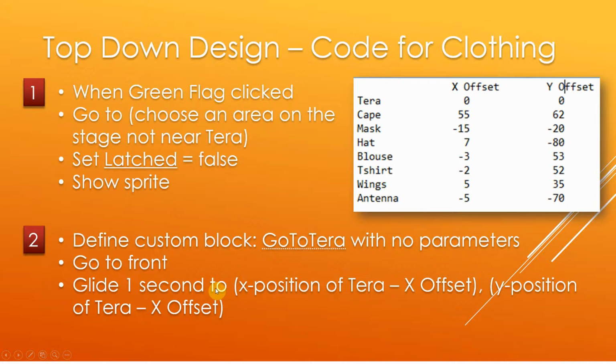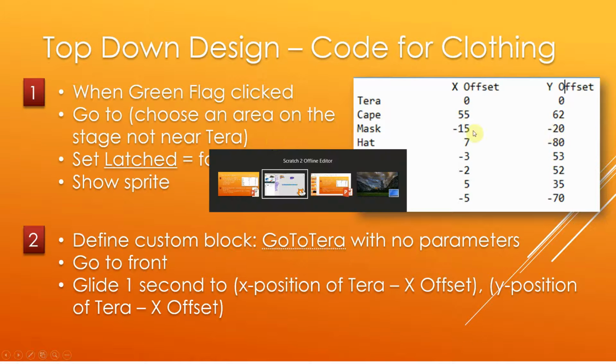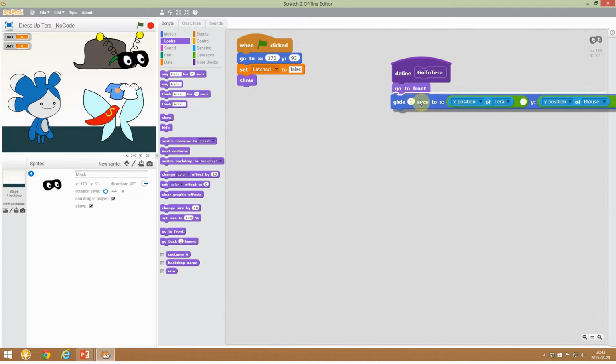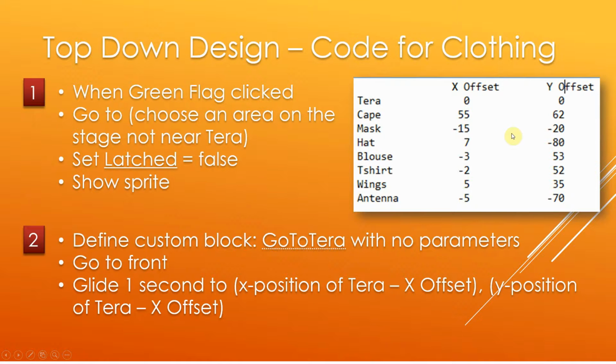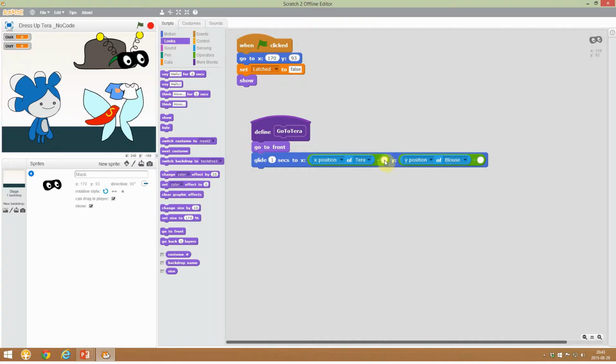So looks, go to front, because remember the goggles go on the front of Tera, not behind her. And then we're going to glide 1 second to X position of Tera minus X offset, and Y position of Tera minus, that should be Y offset, sorry. Okay, and we get our values for our goggles, or our mask here. So minus 15 and minus 20. Alright, so we're going to put that there. And our mask, minus 15, minus 20. Put that in there. Minus 15, minus 20.